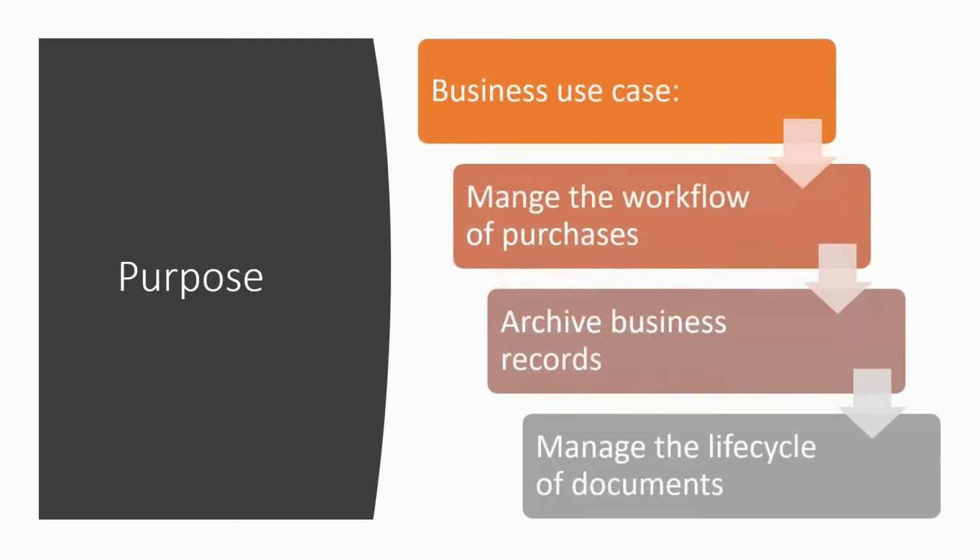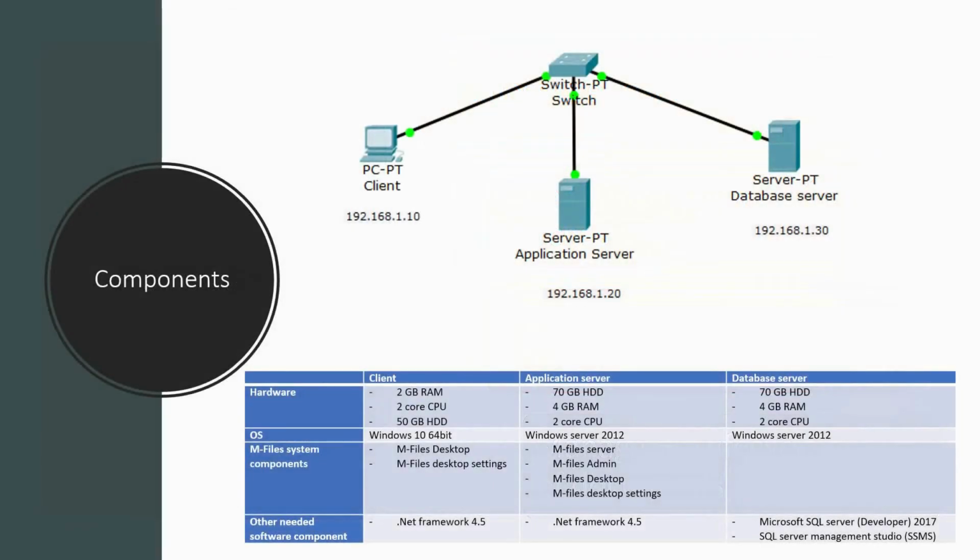Referring back to the assessment scenario, the ECM can help the purchasing department in many different ways, including managing the workflow of purchasing items, archiving all business records with outside business partners, and managing the life cycle of documents from creation till destruction. Moving on to the virtualization structure, there are three virtual machines.